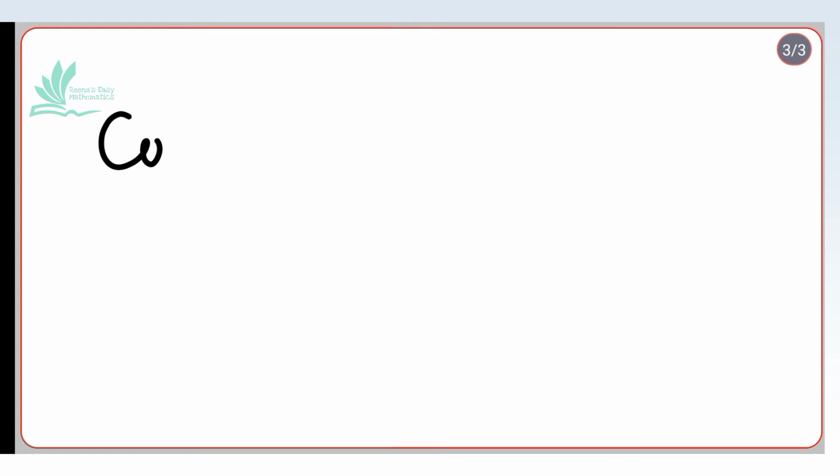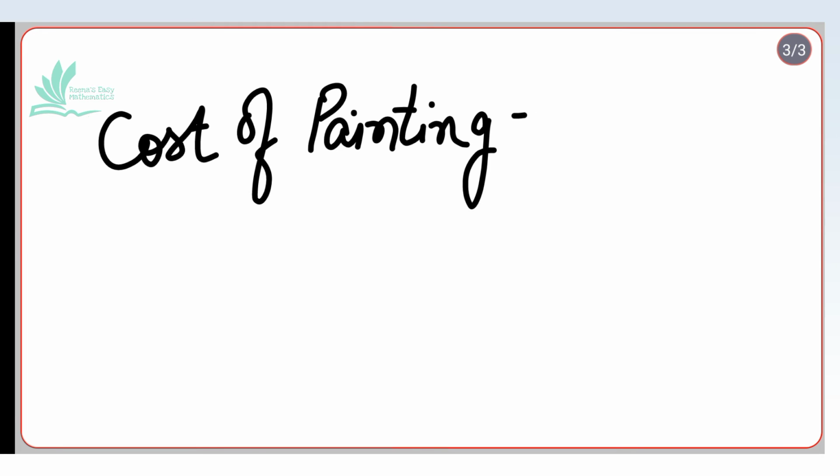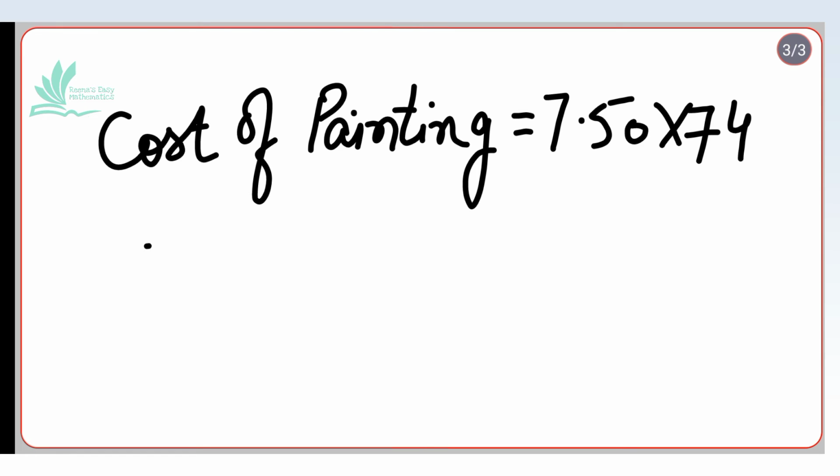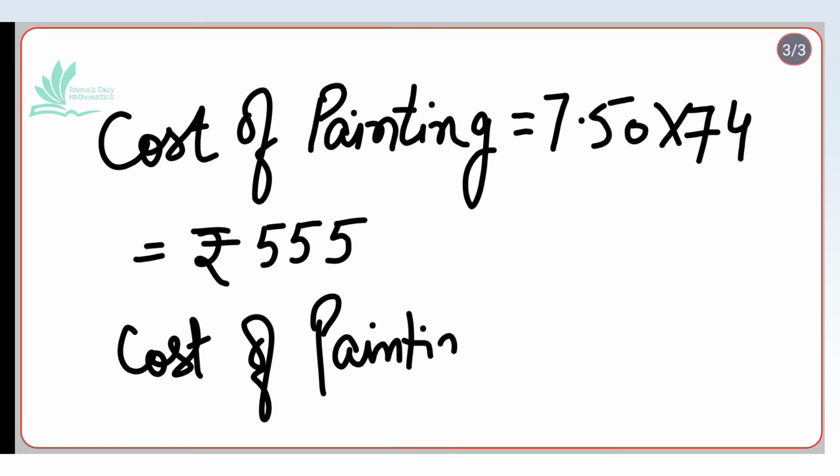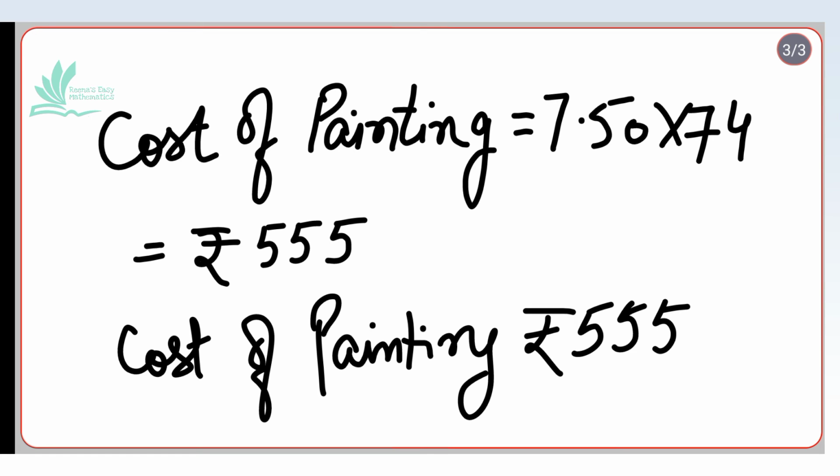Now directly we can find the cost of painting also by multiplying 7.50 with 74, which is rupees 555, and the statement answer required is that the cost of painting is rupees 555.